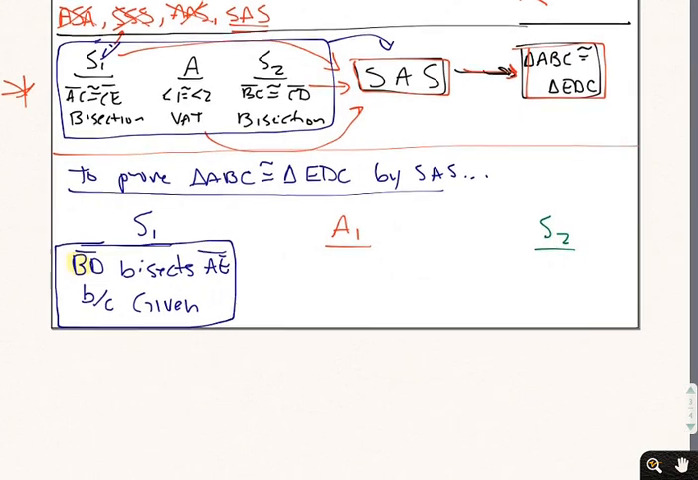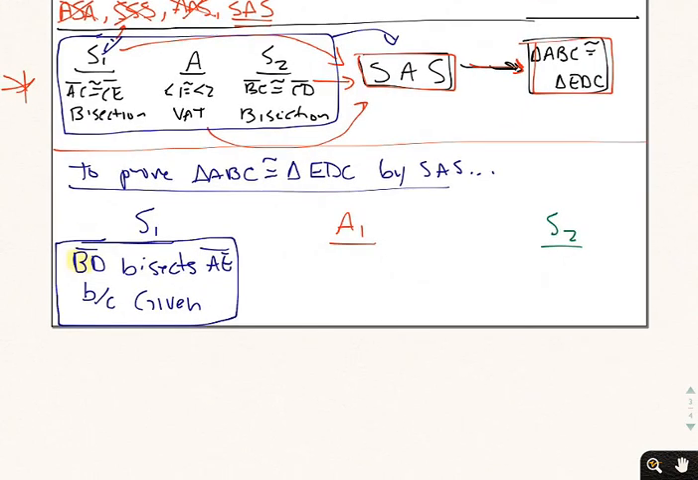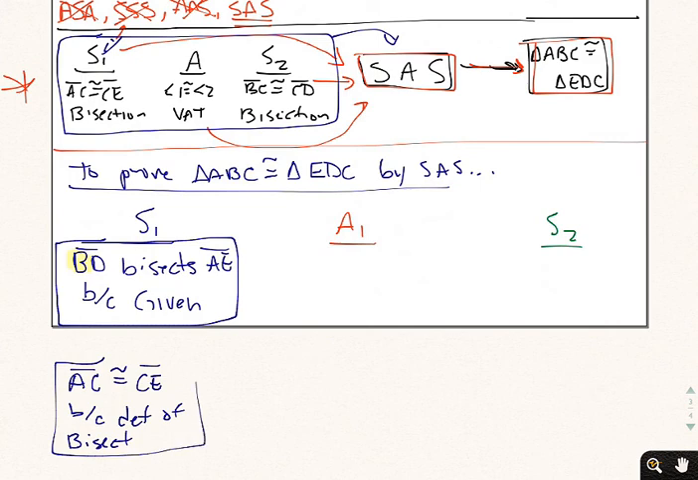So if we have this bisector, we can immediately conclude that AC is congruent to CE. And that's going to be because of the definition of bisector. So again, we have to represent our chain here, and our chain says that if I have a bisection, then those pieces are congruent. That does take two steps.